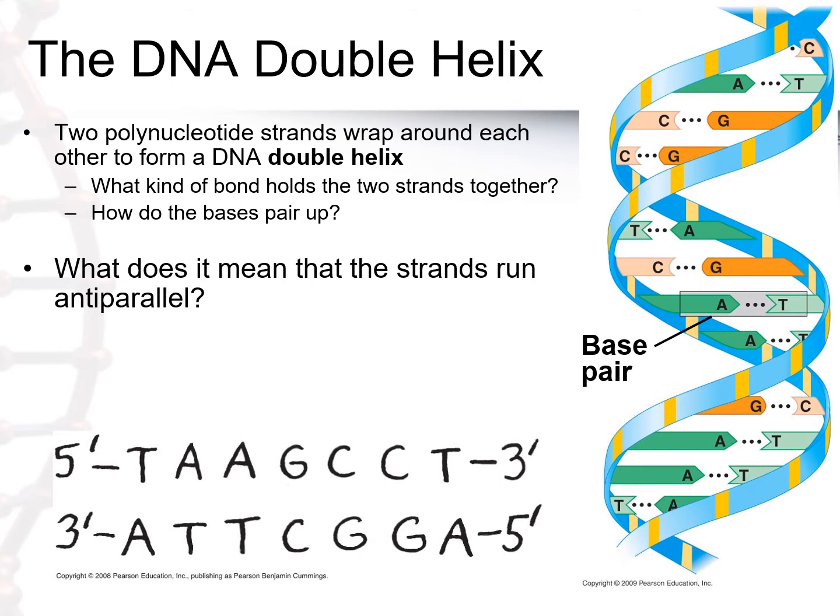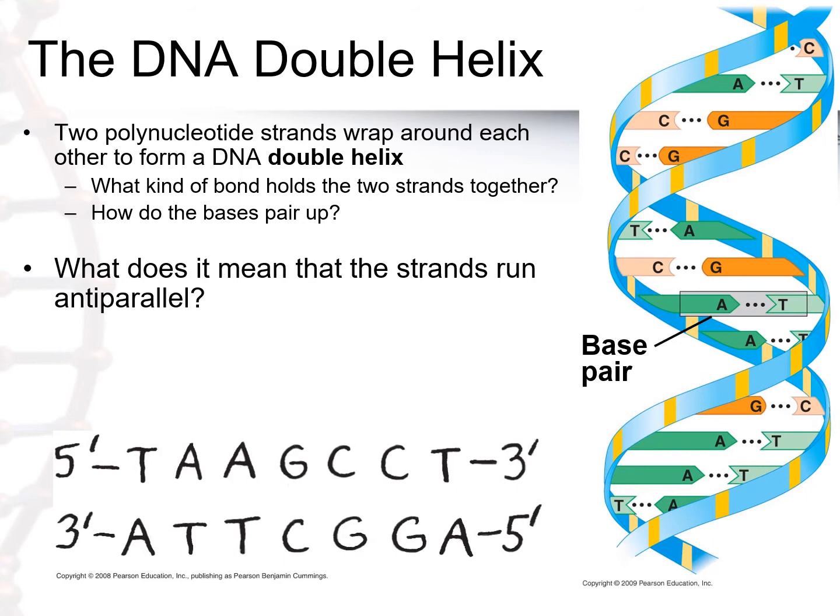So if you look at the sequence below, one strand is TAAGCCT. Well, that first T is going to pair with an A on the opposite strand. The A is going to pair with a T on the opposite strand. The next A with another T, and then a G will pair with a C, and a C will pair with a G. This is always the case. This is called complementary base pairing.